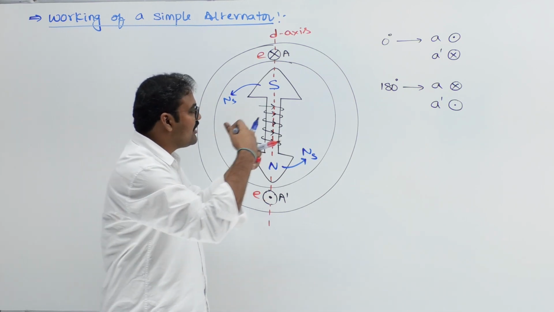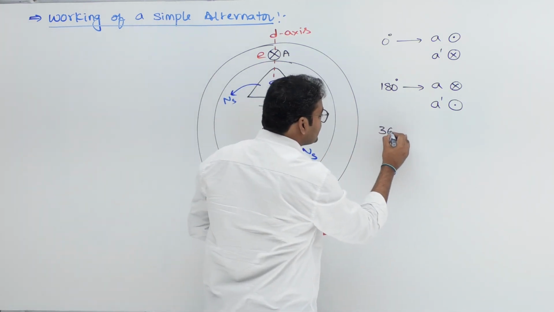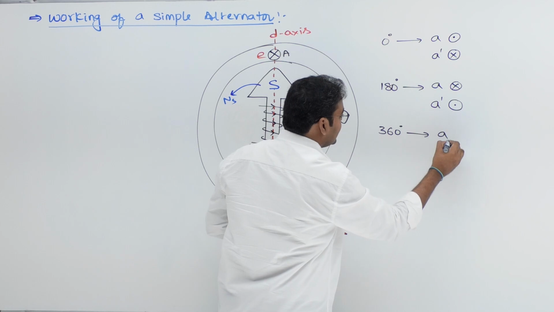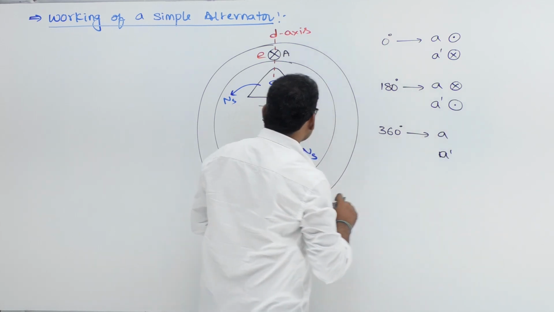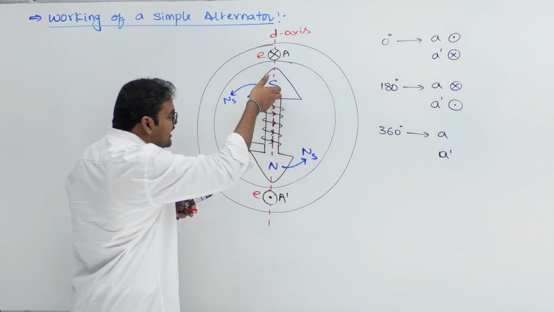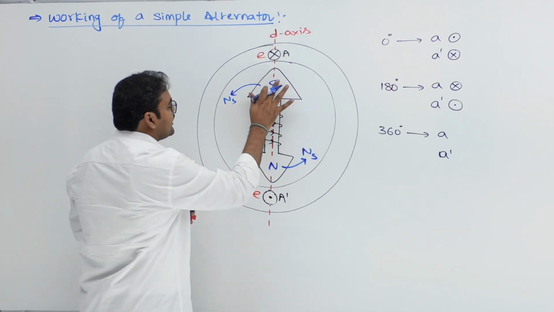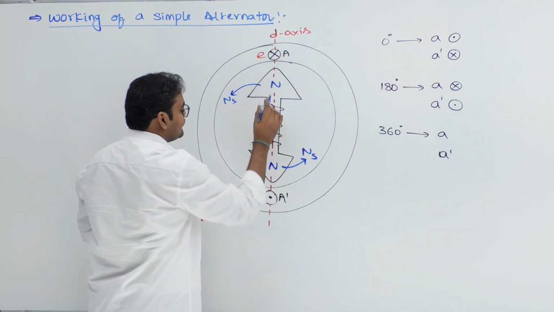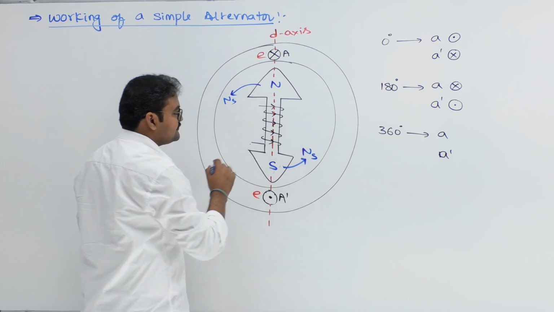Next tell me, after one more 180 degrees, can I say 360 degrees? Yes or not? After 360 degrees means you have to rotate it by one more 180. One more 180 means here the north pole will come and here the south pole will come.